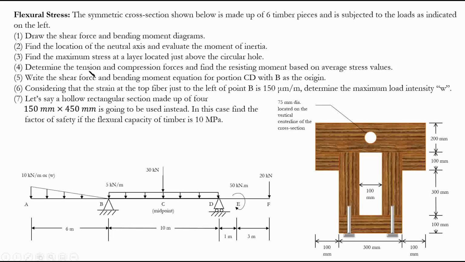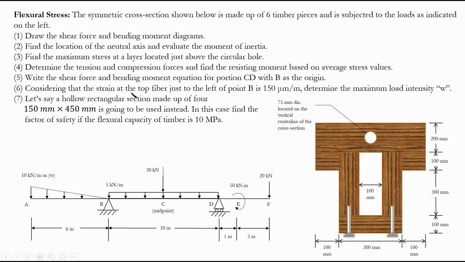Then it says determine the tension and compression forces and find the resisting moment based on the average stress value. After we know how to use the flexural formula, we can find the stress at any point on the beam, at any layer on the cross section, and based on that we can easily find the forces. Write the shear force and bending moment equation for portion CD based on the origin that's given, which we can do. Of course, we're going to cut it and take either the left side or the right side.